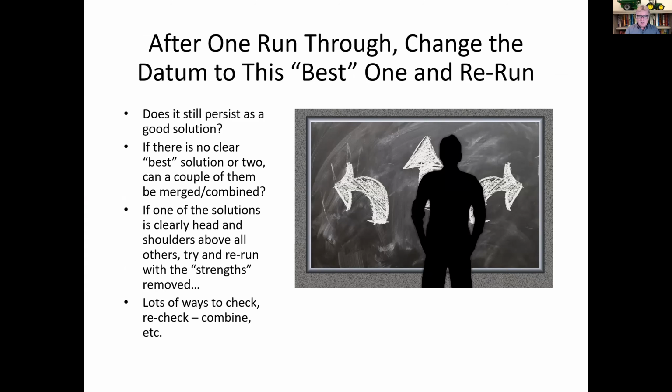If there is no clear best solution, or if there are a couple of them that are really close, maybe you can combine or merge a couple of those. If one of the solutions is clearly head and shoulders above everything else, perhaps you try to rerun those with some of the strengths removed. So you go back into car and you say, yeah, car just kind of blew everything away. So let's take out travel time just for now and see how things shake out if we take out that one that really was weighted in such a way that it just blew everything else away. So again, there's lots of different creative ways that you can do this.